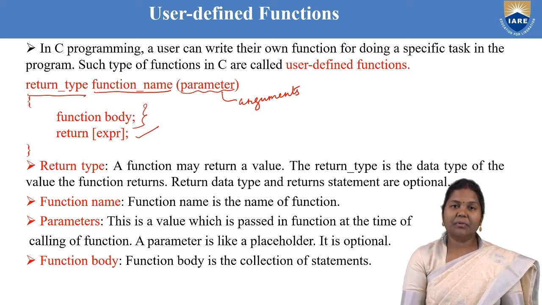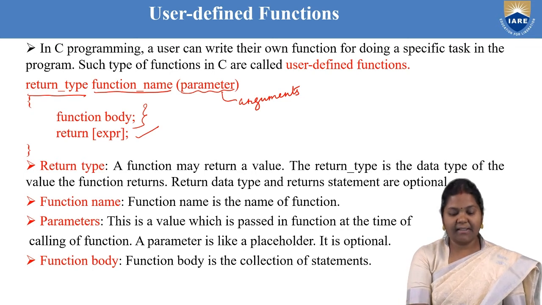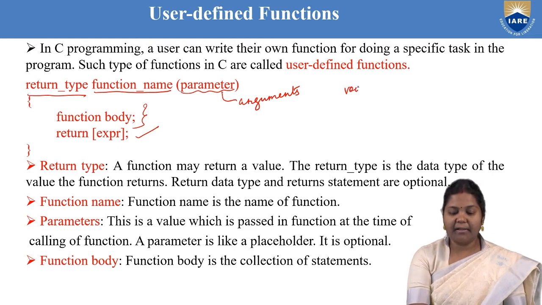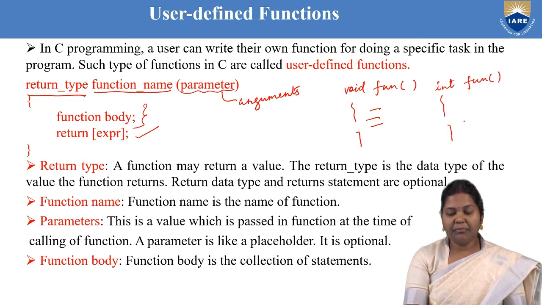Now let us discuss each one. So what is the return type? A function may return a value. The return type is nothing but the type of value the function is going to return. If the function is going to return nothing, then you can simply write void before the function name. If the function is going to return some integer, then you have to write int before the function name. And if the function is going to return something, then you have to return some expression or some value which is required.